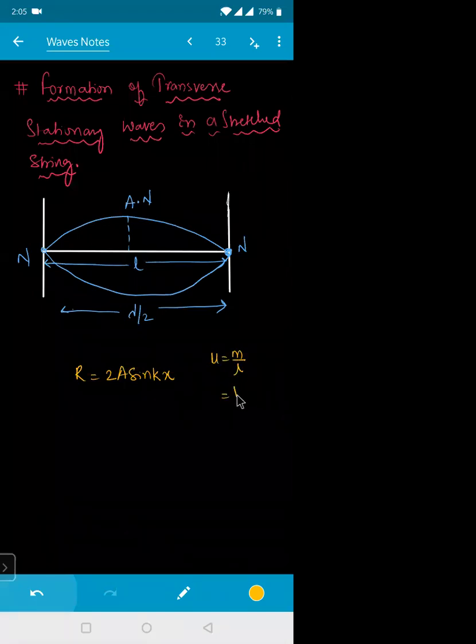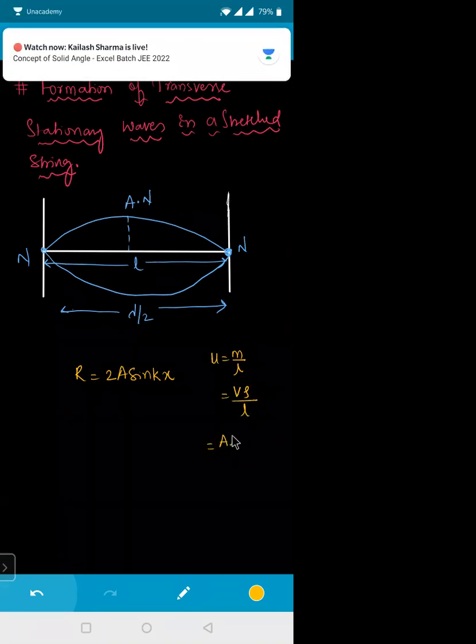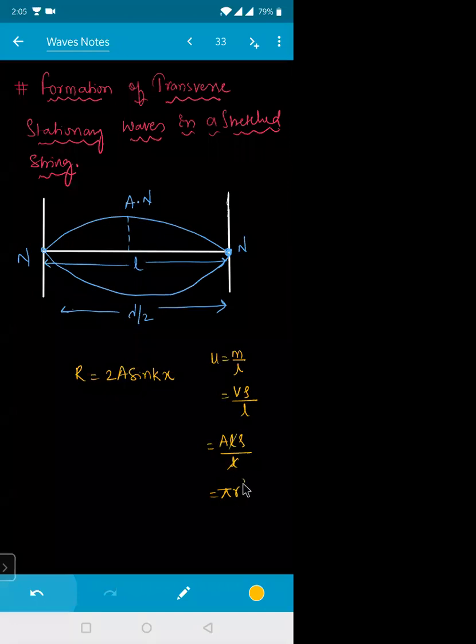Mass is equal to what? Volume into density. Mass per unit length is volume into density divided by length. Volume is equal to area into length, into density, divided by L. This will get cancelled. Area of the wire in terms of radius will become pi r square into rho, isn't it? Or else I can write this as A into rho, where A is area. Sometimes you also write it by X. There is no problem in that. Velocity in the transverse wave is given by the formula V is equal to under root of T by mu.